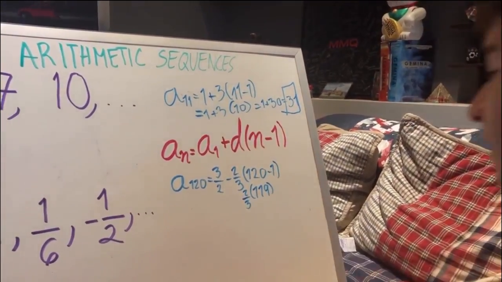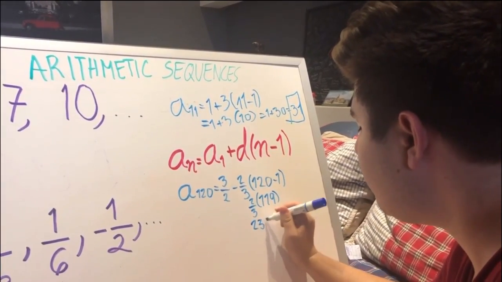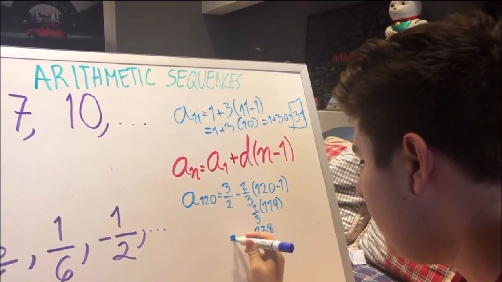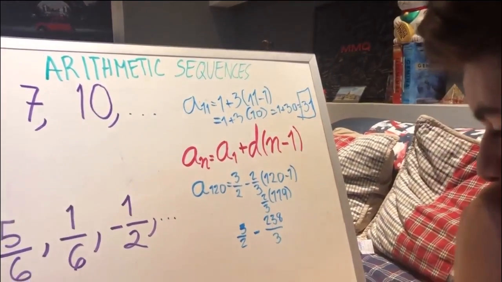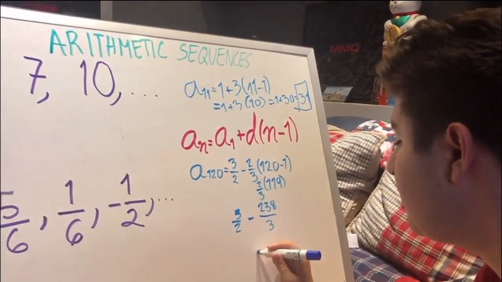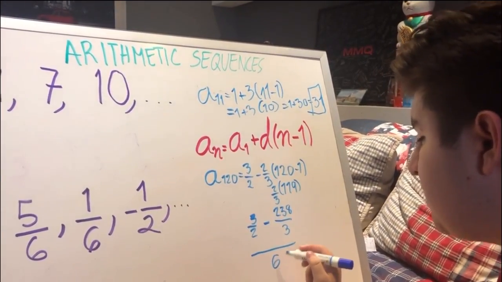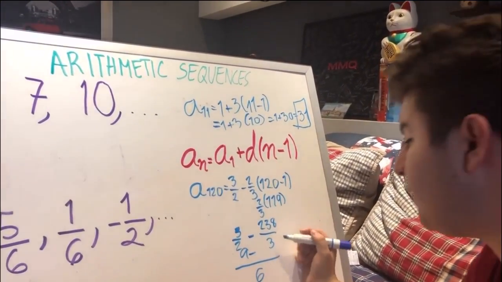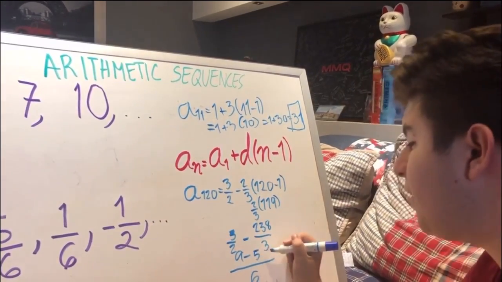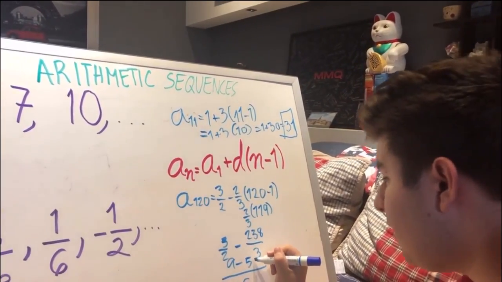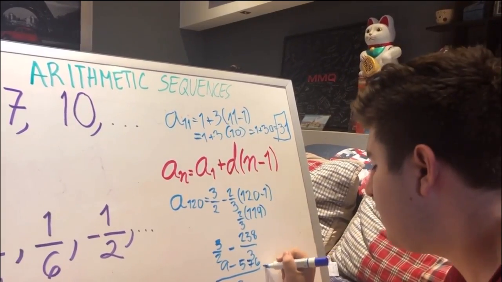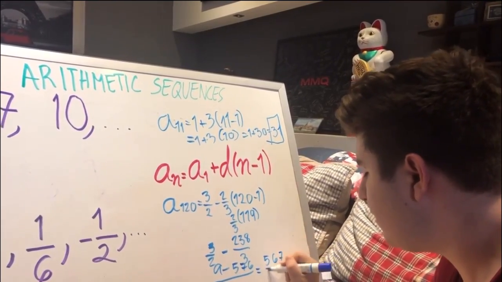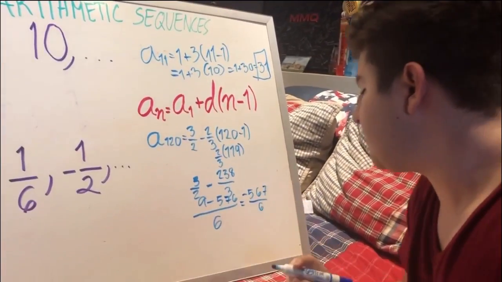And now we have to multiply that. So we're going to get 238 thirds. And then we're going to subtract that from 3/2. Now we have to find the common denominator. So it's going to be 6. And then 6 divided by 2 is 3 times 3 equals 9. Minus 6 divided by 3 equals 2, and then multiplied by 238 would be 476. Now we subtract that and we get minus 467 sixths. Oh, negative. Sorry about that.